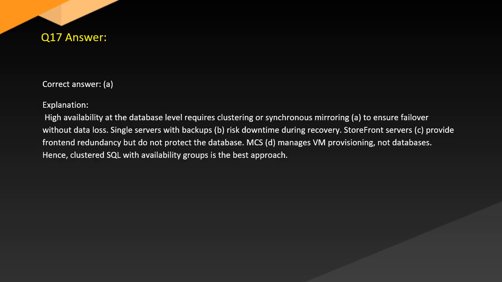Answer. Correct answer: A. Explanation. High availability at the database level requires clustering or synchronous mirroring. A. To ensure failover without data loss. B. Single servers with backups risk downtime during recovery. C. Storefront servers provide front-end redundancy but do not protect the database. D. MCS manages VM provisioning, not databases. Hence, clustered SQL with availability groups is the best approach.